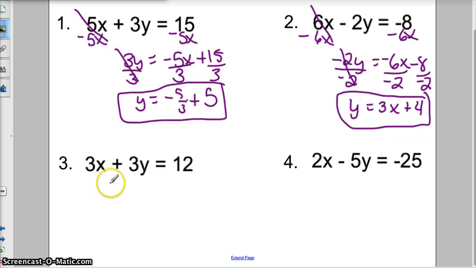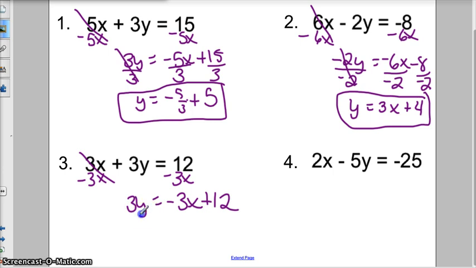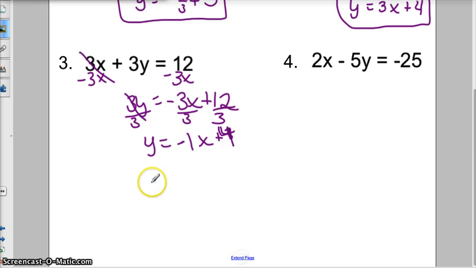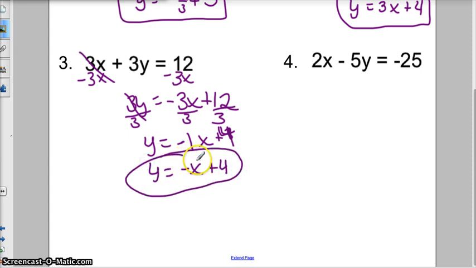All right, and number 3, we're going to subtract our 3x. Subtract 3x, cancel out. So 3y equals negative 3x plus 12. Divide each thing by the number in front. Divide by 3, divide by 3. Cancels out there, so I have y equals negative 3 divided by negative 3 gives me negative 1x. 12 divided by 3 is plus 4. And if you wrote it as y equals negative x plus 4, that's the same thing as well, because again, we don't always have to write that 1 in front.